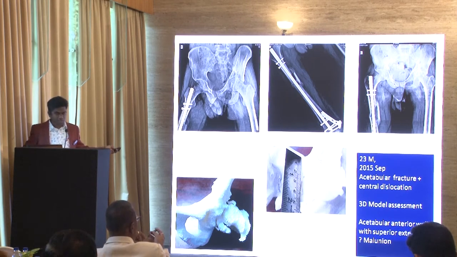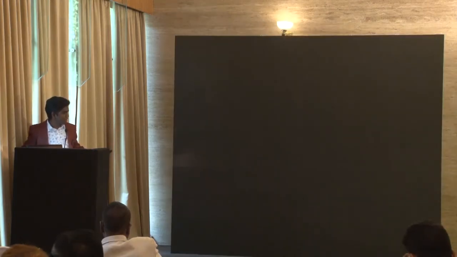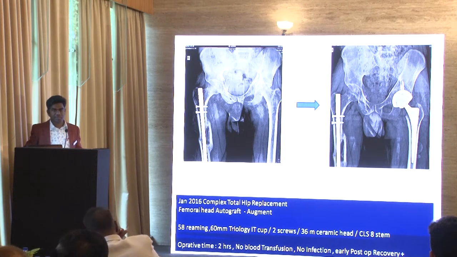And that's the time we started using this 3D printer, so that we have the model in hand and can plan in advance what cup size we are going to put, what place we are going to put it in, and what type of screws we are going to use. In this, you reduce the operative time radically, and there is less chance of infection, less operative blood loss, and the patient is able to mobilize quickly. It gives you a better result, so that the hip is going to work for the next 25 to 40 years.